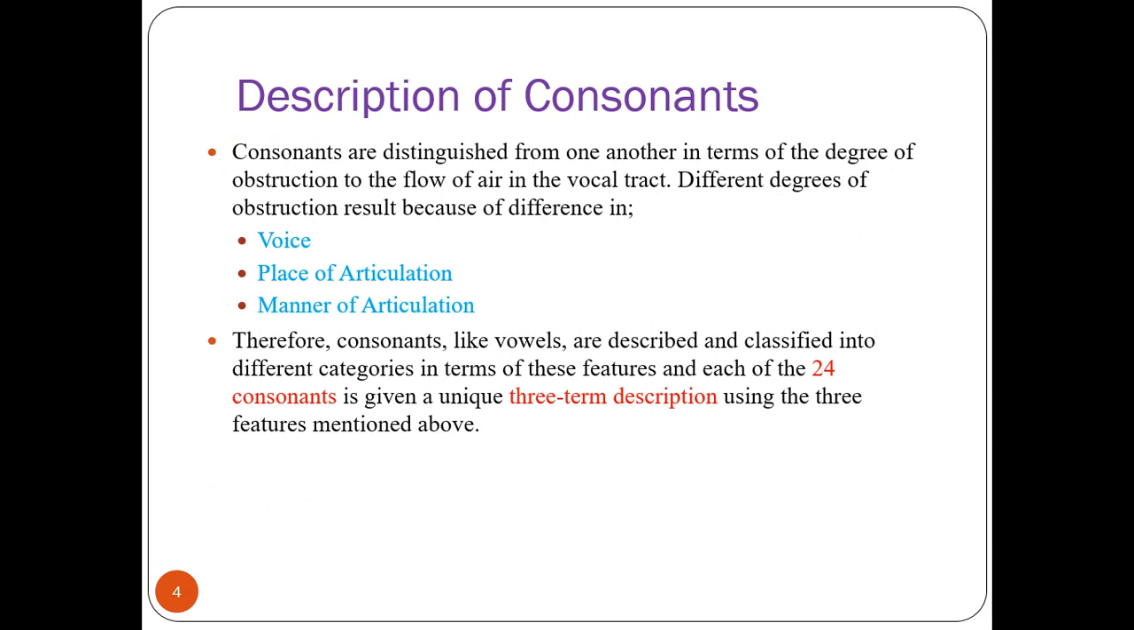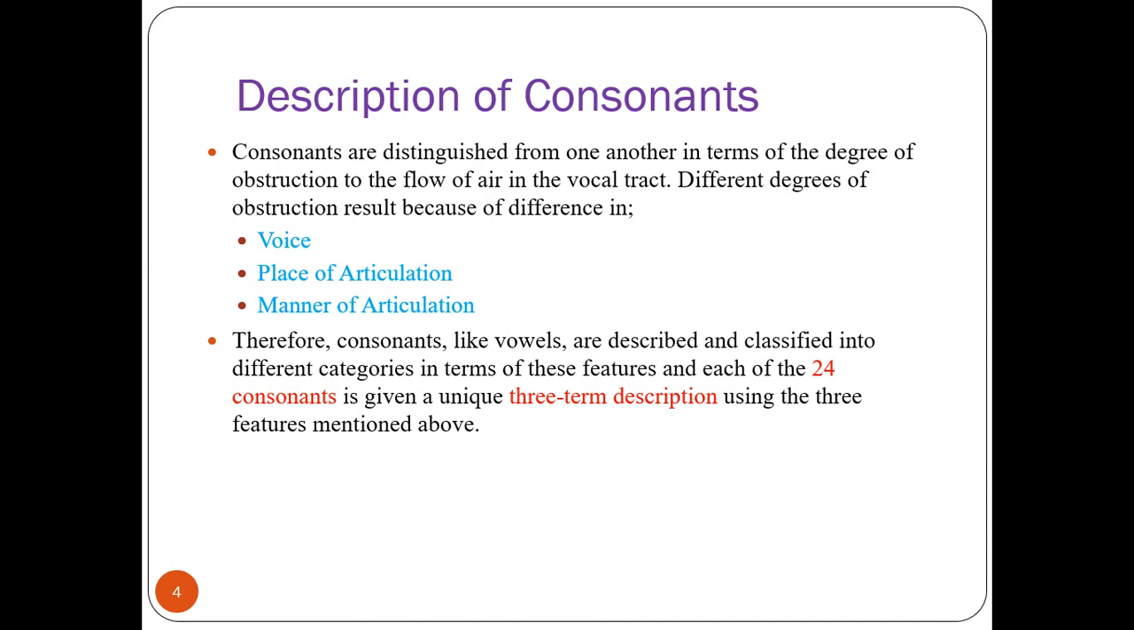So I'll not indulge in vowels because I've got a separate lecture on that, and you have got that too. Let's move on to the description of consonants. In this lecture we'll cover consonants and how they are classified. That's the basic thing here. The whole lecture is about consonants, and I've excluded vowel sounds. Consonants are distinguished from one another in terms of the degree of obstruction to the flow of air in the vocal tract. Different degrees of obstruction result from differences in three things.